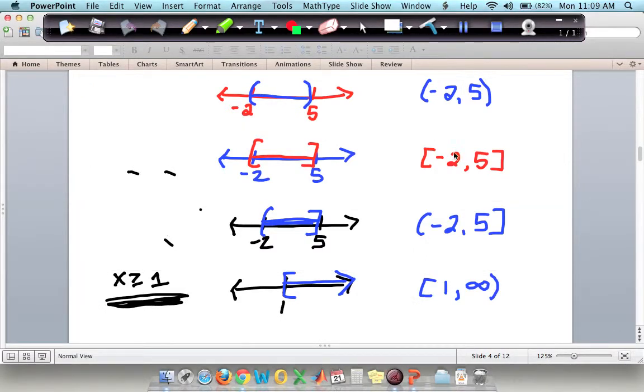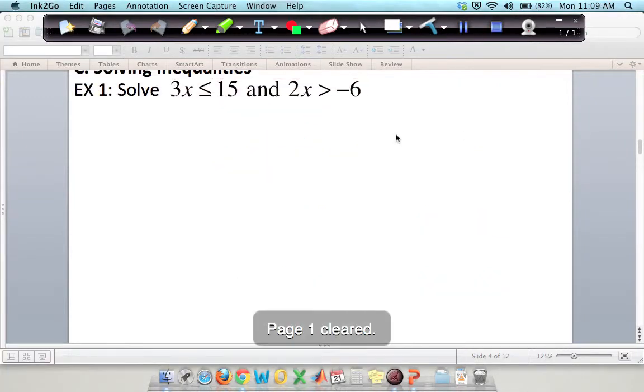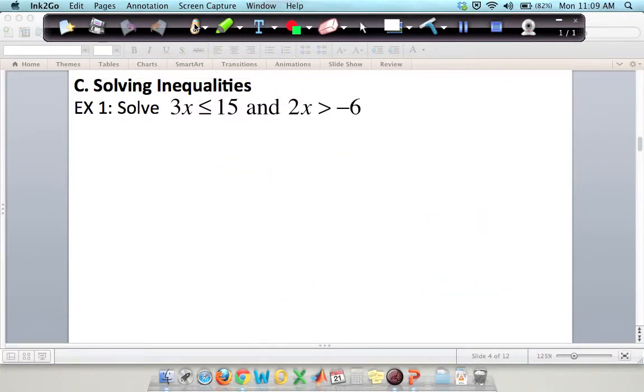Okay, so let's practice. Let's solve the inequality 3x is less than or equal to 15 and 2x is greater than negative 6. So I always try, if there's the word and or or in between, to highlight it or circle it to remind myself what I'm looking for here. And the word and, remember, means intersection. So I'm going to need that at the end.